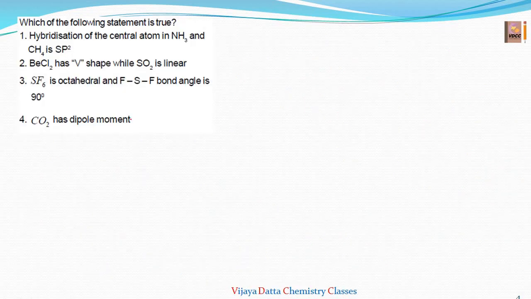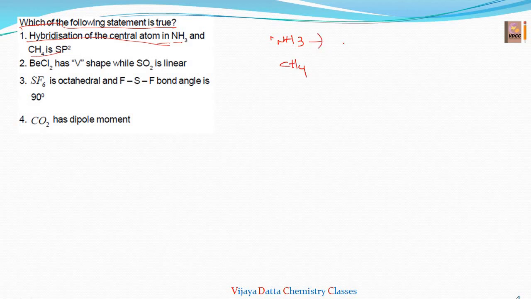Here they have given some questions. Which of the following statements is true? He is asking us to identify the true statement. The first option says the hybridization of the central atom in NH3 and CH4 is sp2. Just now I gave you the shortcut, and based on that shortcut we can identify the hybridization.